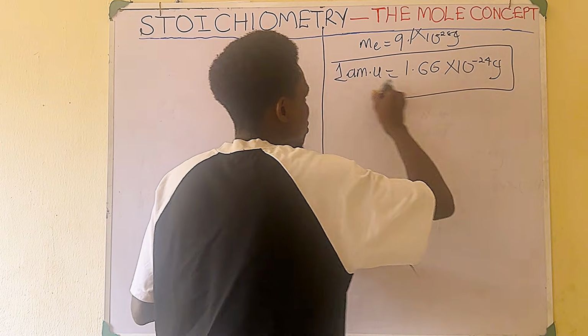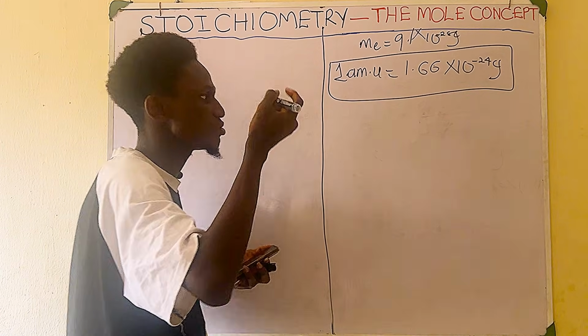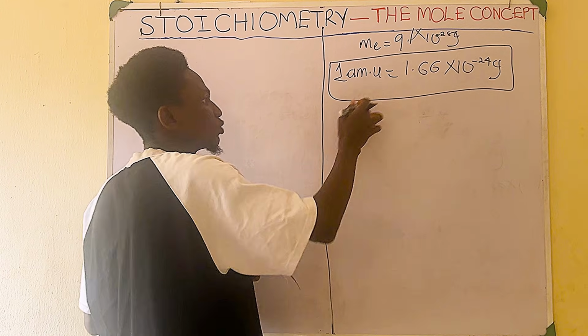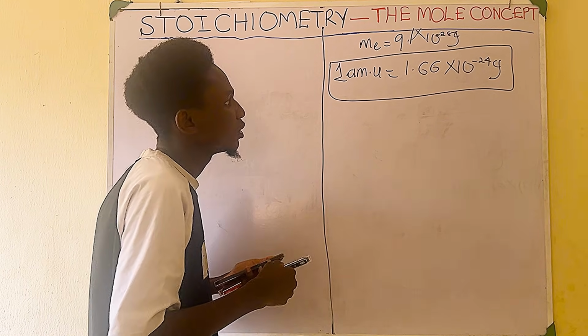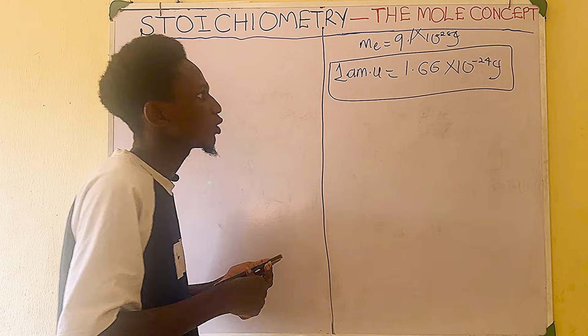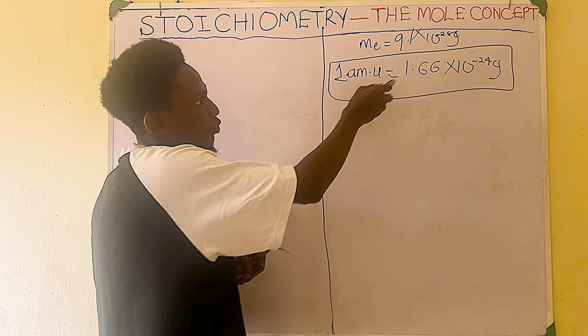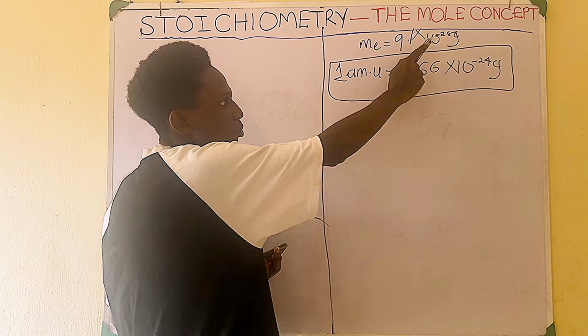And some exams may not give you the unit. So it equals 1.66 times 10 to the power minus 24 grams. Then we are able to look for the mass in atomic mass units. So if you look for the mass of the electron in atomic mass units.